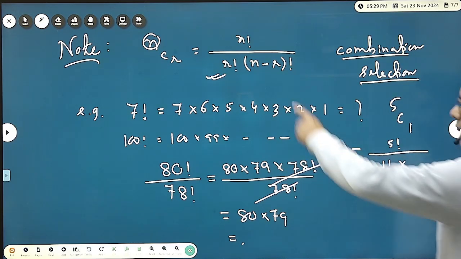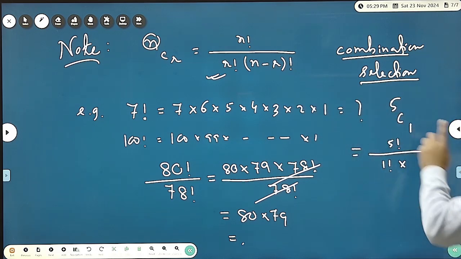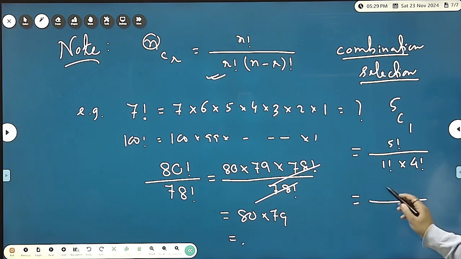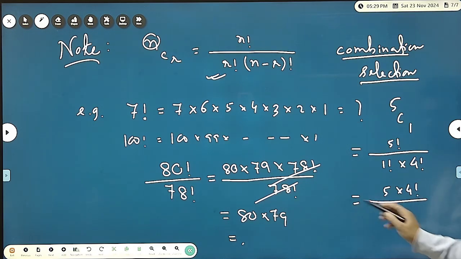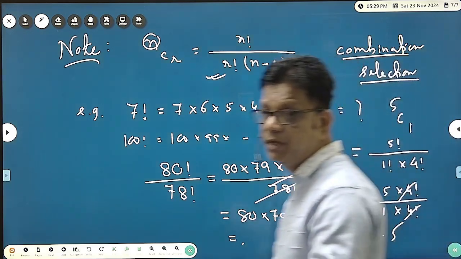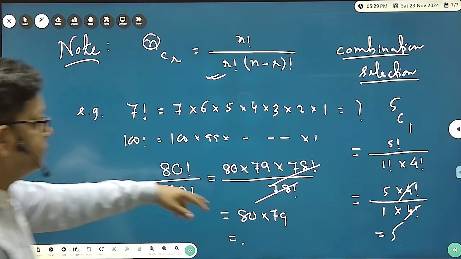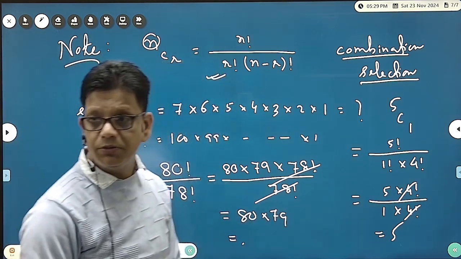Multiplied by n minus r, that is 5 minus 1, 4 factorial. So 5 factorial is 5 into 4 factorial, and 1 factorial is 1. The 4 factorial cancels, so 5 by 1, how much? 5. As in my example, I can today take you, him or her, so we can select 5 students. This is how the selection takes place.